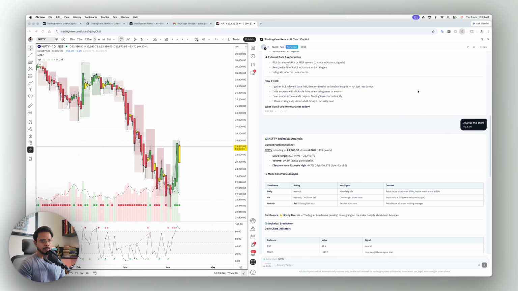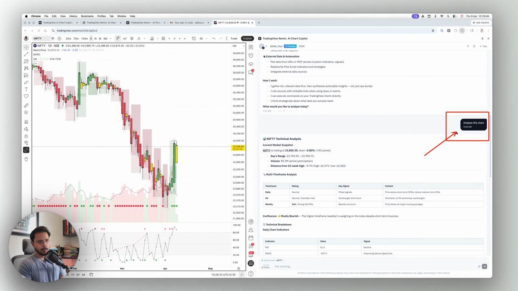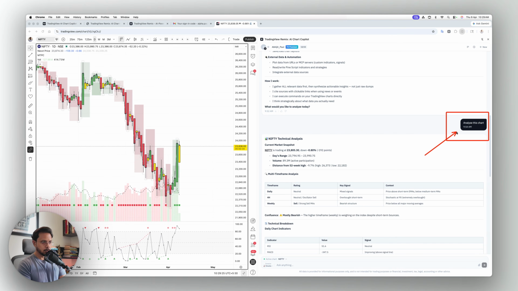And then the next prompt that I gave is analyze this chart. So this is the most basic thing that I would like to see. How do you get this thing done? It's not that I need it, but I just want to check how good is the Copilot.